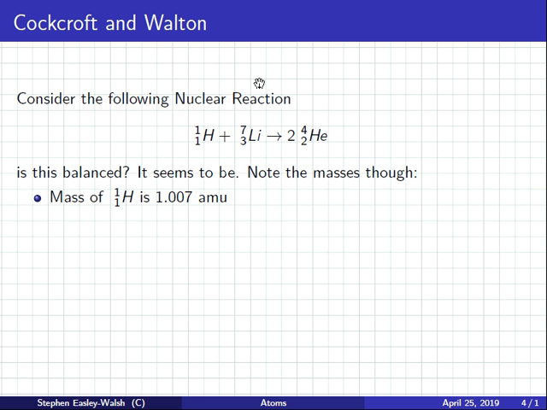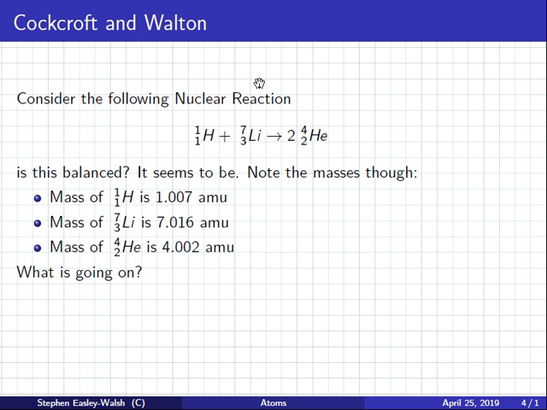This is the mass of hydrogen, 1.007 AMU. This is the mass of lithium, 7.016 AMU. And this is the mass of helium, 4.002 AMU. So, what I want you to check for me, I want you to add these two masses together and tell me what you get. Well, you can see it here. It's 8.023. Okay. 8.023. Right. What is this mass here? Ah, it's different.